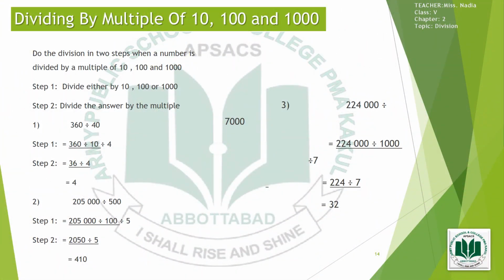And dividing by multiples of 10, 100 and 1000 is the same as multiplying by multiples of 10, 100 and 1000. Here we also do division in 2 steps. That is, in the first step, divide the number by 10, 100 or 1000, and in the second step, divide the answer by the multiple of 10, 100 or 1000. Look at examples 1, 2 and 3.